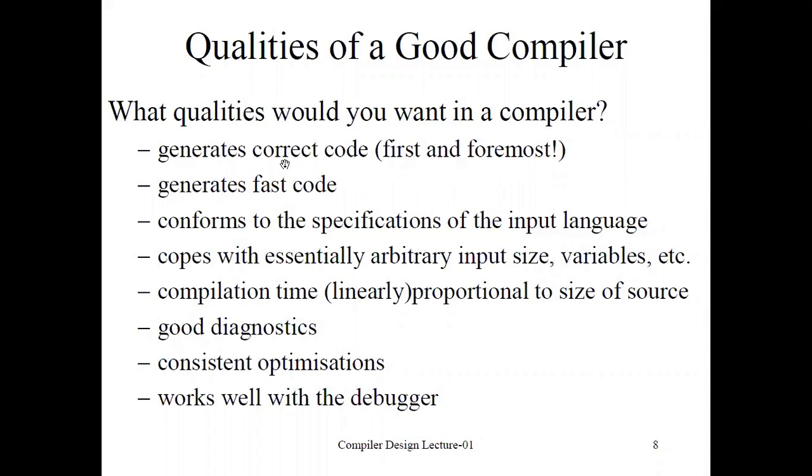Correct code means accurate code, without any missing information, without any hiding, with proper syntax, proper declarations, proper implementations. Then generates fast code. Fast code means effective, good, faster functions; if you use them, then execution will be very fast. It saves time and gives more accuracy. Then conforms to the specifications of the input language: whatever the specifications of the language you have chosen, it conforms to the correct specifications.